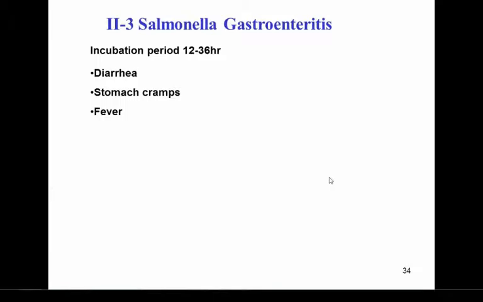What are the pathologies? The most frequent one is Salmonella gastroenteritis. If you ingest Salmonella enterica, then you have diarrhea, stomach cramps, and fever, 12 to 36 hours after the inoculation. Fever tells you that bacteria have arrived in a compartment that's normally sterile in your body, so it's an invasive infection.